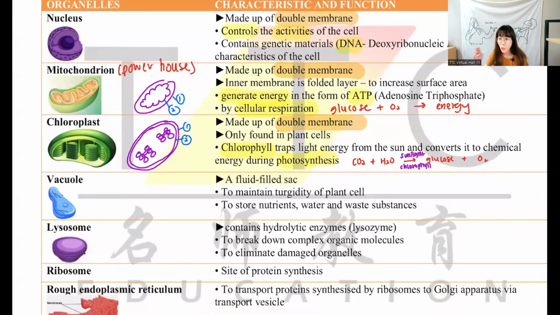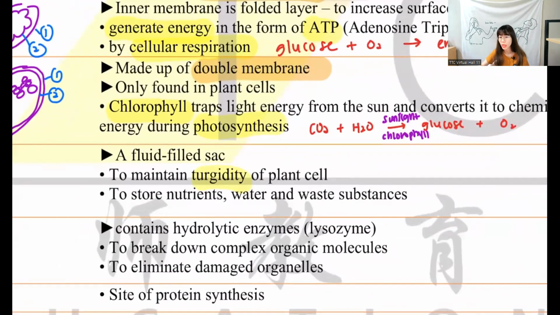Vacuole is a fluid-filled sac where it can maintain turgidity of the plant. What is turgidity? Turgidity is a form of support, but the support can only be used in non-woody plants, which are herbaceous plants. Because for woody plants, you don't need to use water as a support. Turgidity is water. So when the water diffuses into it, the plant cell becomes turgid, so they are able to provide support to non-woody plants.